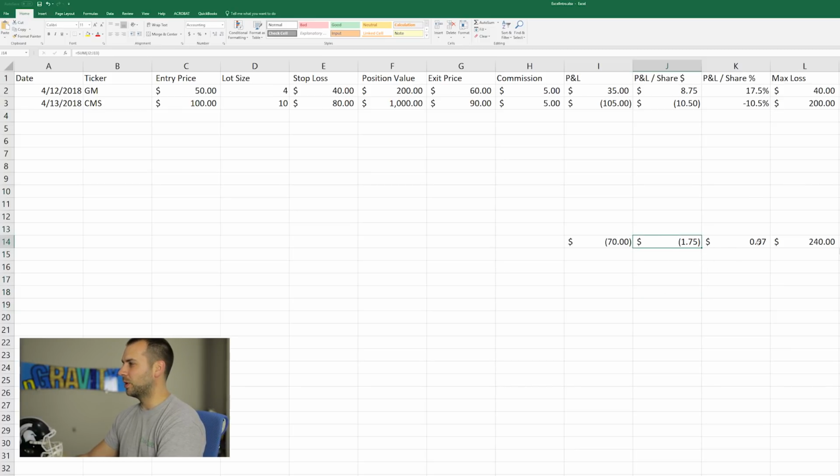My percentage is 0.07. Yeah, that actually worked. So my percentage is actually 0.07, but we want that to be a percentage, not a dollar sign. And my max loss would have been $240 if it hit my stop loss on all of them, which thankfully it didn't. And then here we can do the same thing. So let's figure out what we paid in commissions. So you can say, oh, hey, look, I paid $10 in all my trades for commissions.